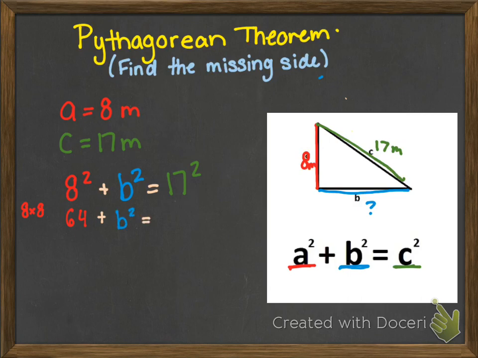And then on the other side of the equal sign, we are going to do 17 squared, which is the same as 17 times 17, which is 289.